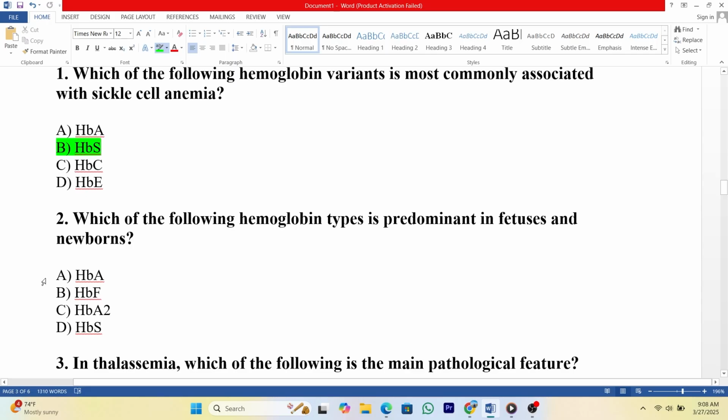Which of the following hemoglobin types is predominant in fetuses and newborns? A. HbA. B. HbF. C. HbA2. D. HbS. Answer: B.